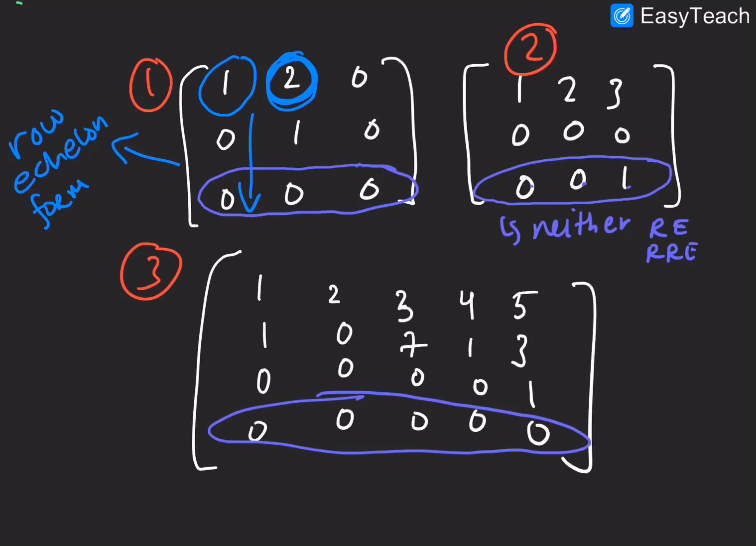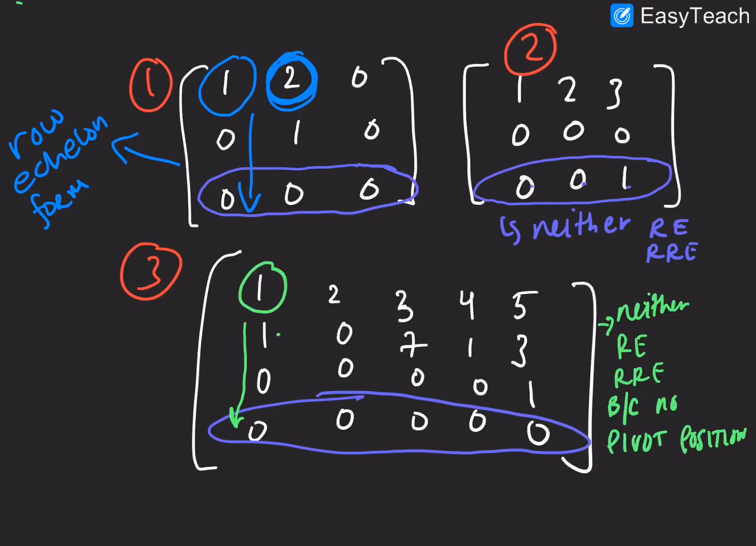So let's look at problem number 3. Problem number 3, let's look at this 1. Is that a pivot point? No, it's not a pivot point. Why? Because the numbers below it aren't all 0, because that 1 beneath it blocks it from being a pivot point. So which form is it in? Well, it's neither, because there's no pivot position. So this one is neither row echelon form nor reduced row echelon form, because no pivot positions. So that's how you look at those problems.